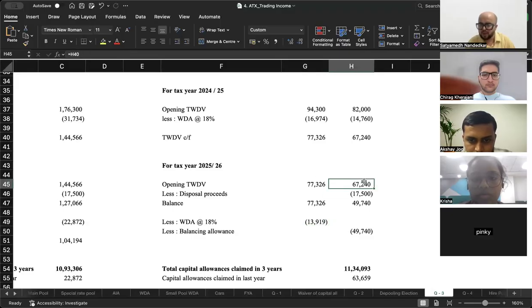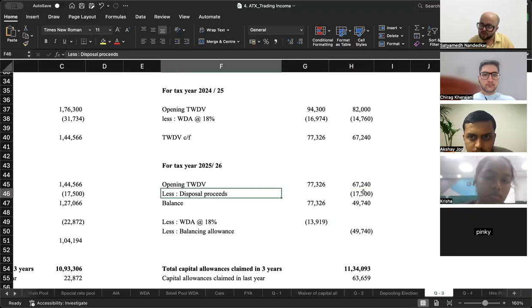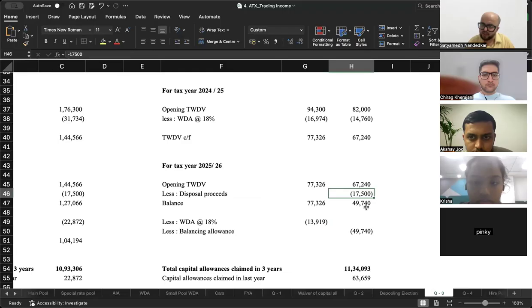Now the short life asset was 67,240 का TWDV बचा था. From that you subtracted disposal proceeds of 17,500. Balance left is 49,740. Now there is a written down value left in the asset account. Observe, there is written down value left in the asset account, but your asset has been disposed of. अभी asset तो बचा ही नहीं है. So 49,740 will be claimed as balancing allowance in the last year.